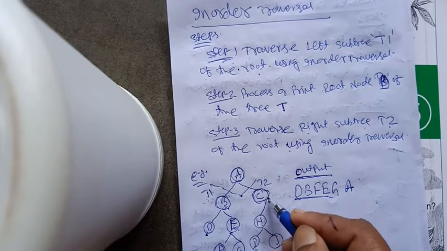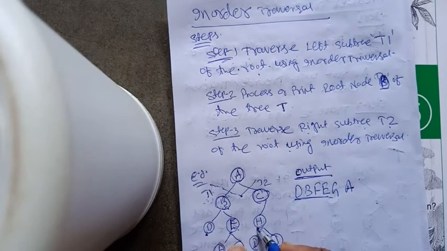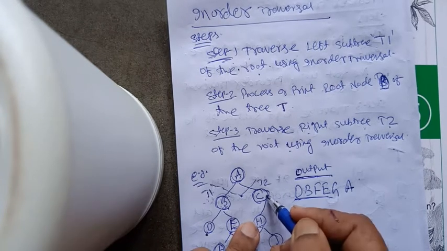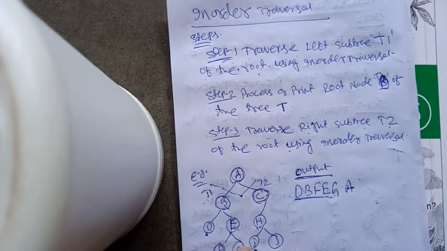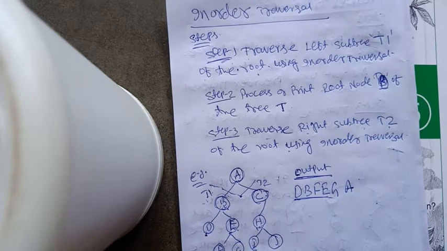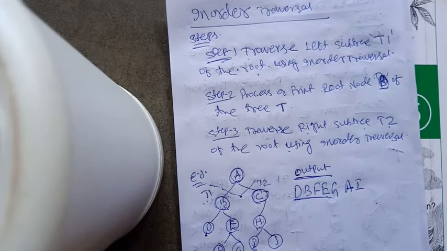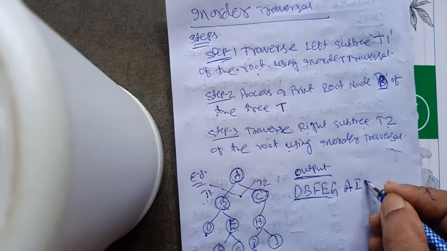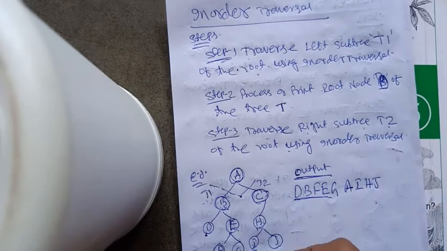So instead of processing C, we will move to its left. In the left there is H. Okay, it is again root of the subtree of C. So now instead of processing H, we will again move to its left, I, which is root of the left of H. Now we shall move towards left of I. So left of I is empty. So now we will process I. Then we'll go back to the root H. Then the right of H is J. So this one is processed.